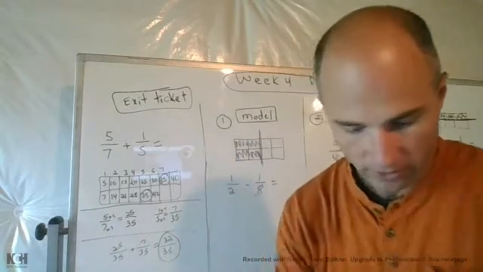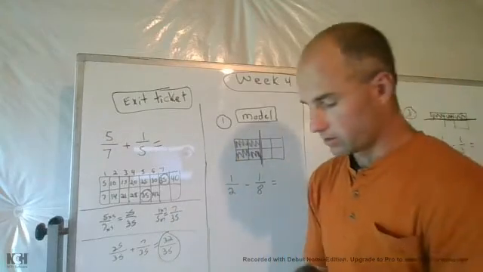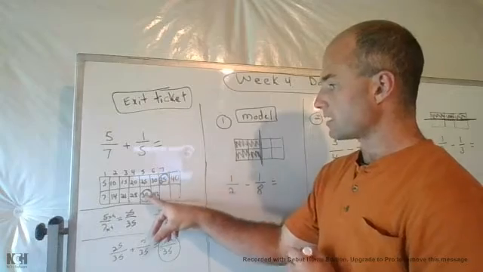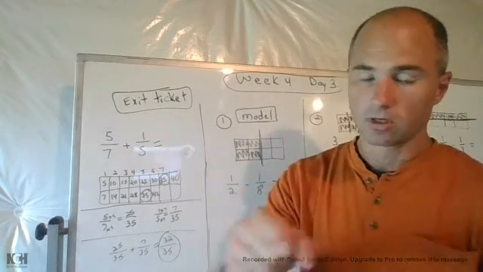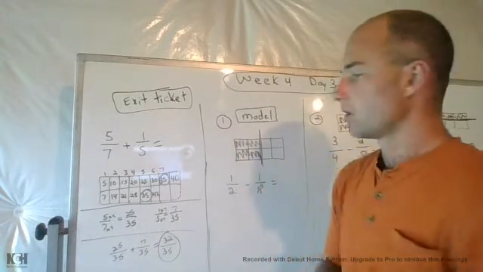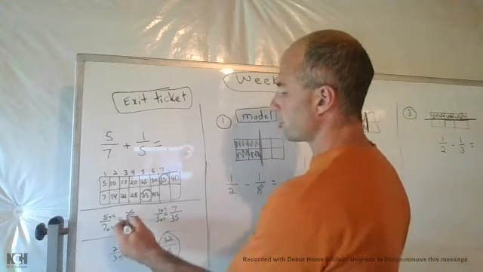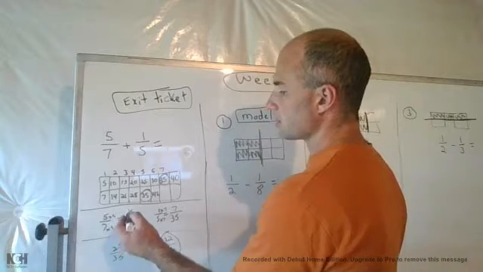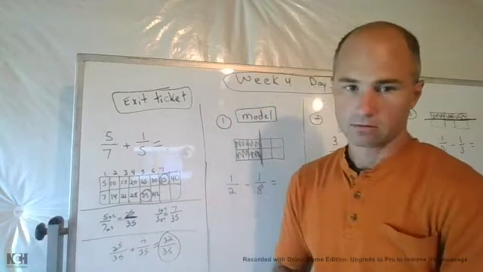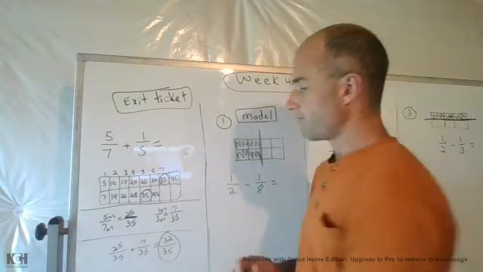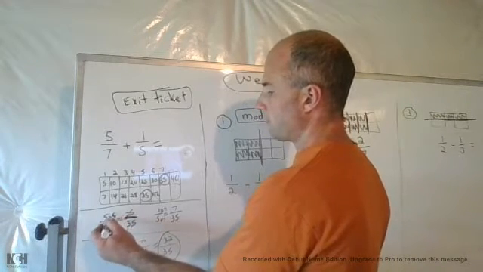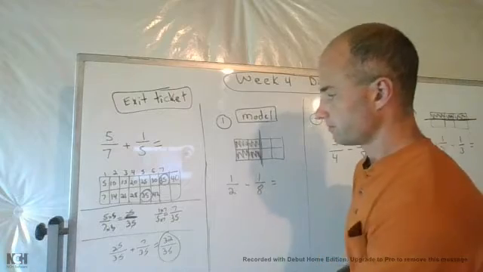5/7 plus 1/5. Denominators are different, so we have to find a common denominator. I find the common denominator, and hopefully you did too, of 35. Once I did that, now I'm trying to get 5/7 to have something 35ths. I find it takes me 5 times to get to 35. I'm going to do 5 times the 5 to get me 25.